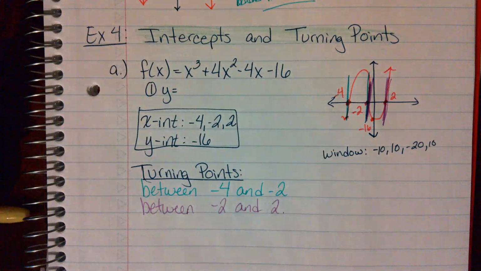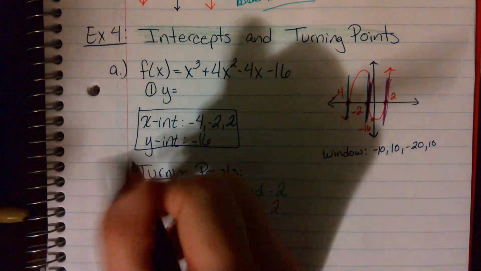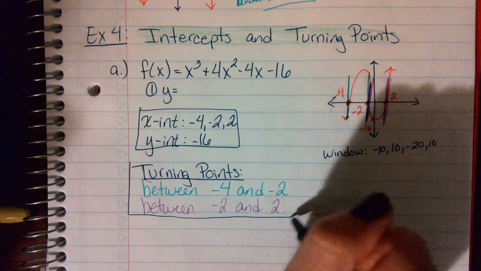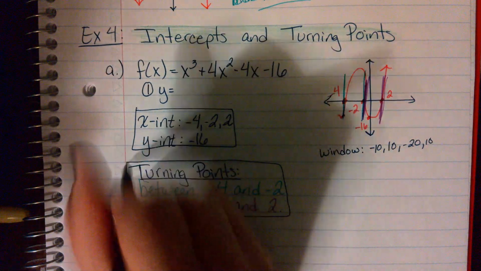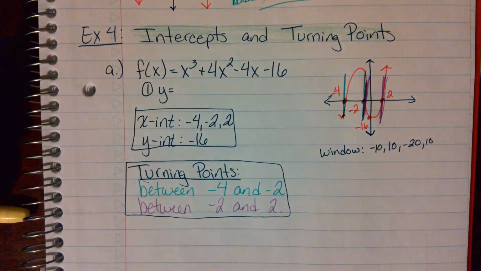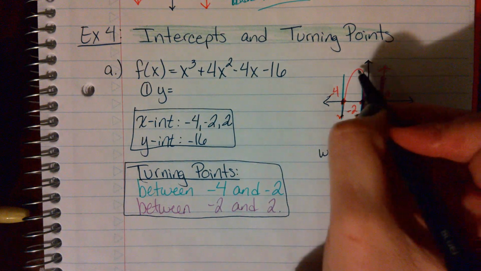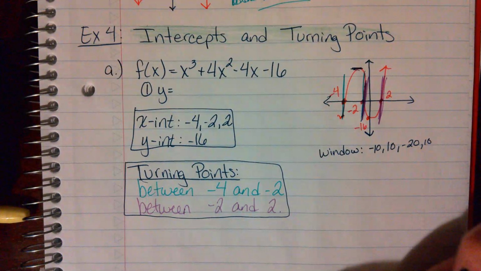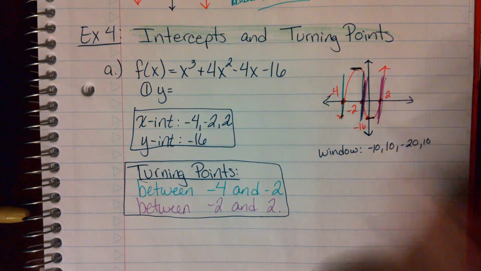And that is how we describe the turning points, is we're describing the intervals in which that turning point happened. And then we could even go further and describe it has one relative maximum, one relative minimum.